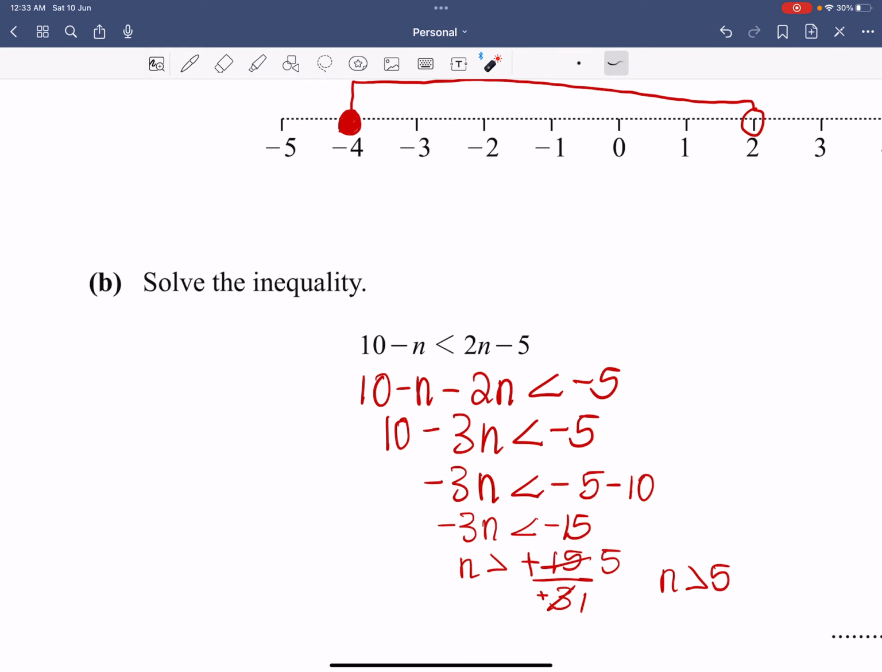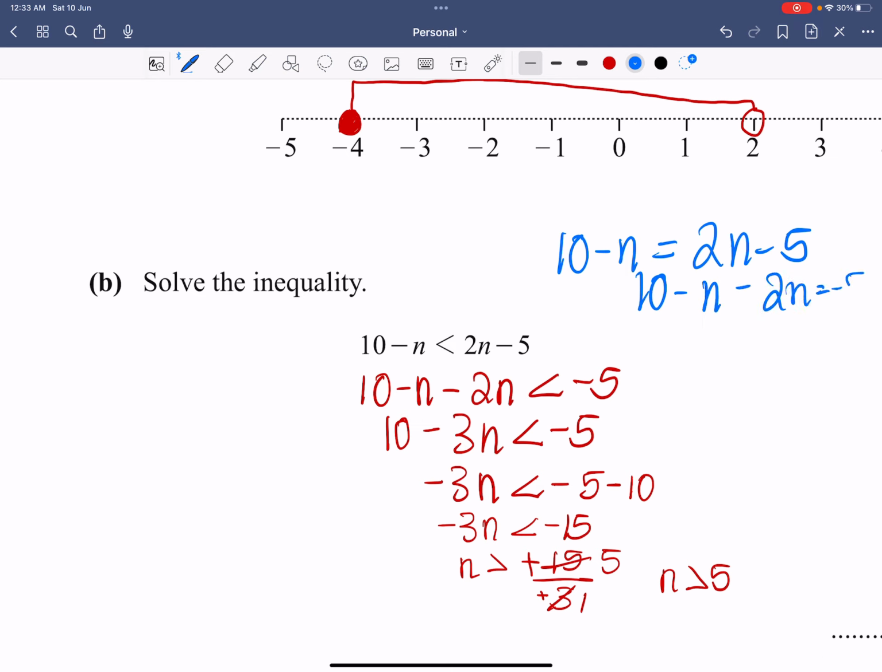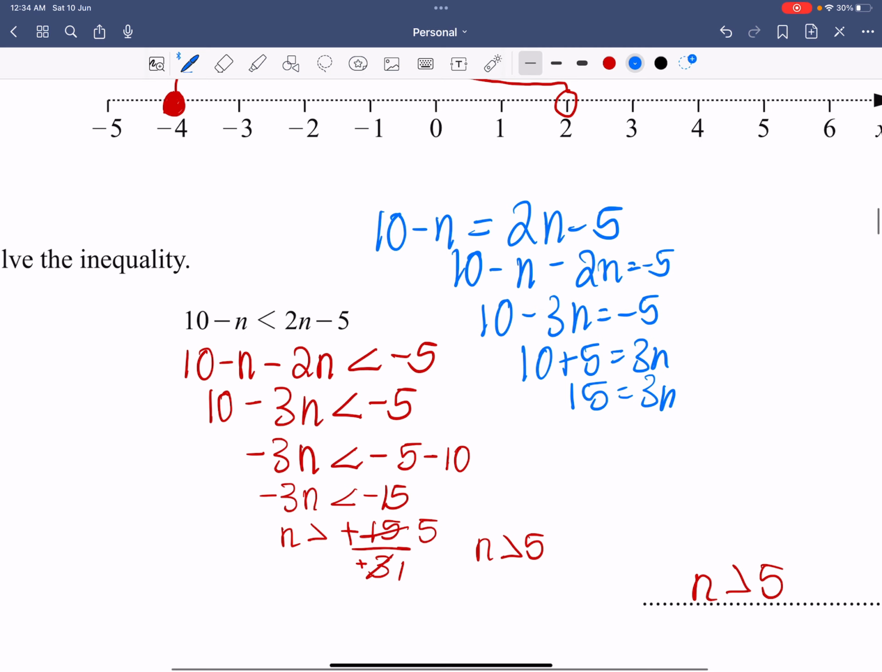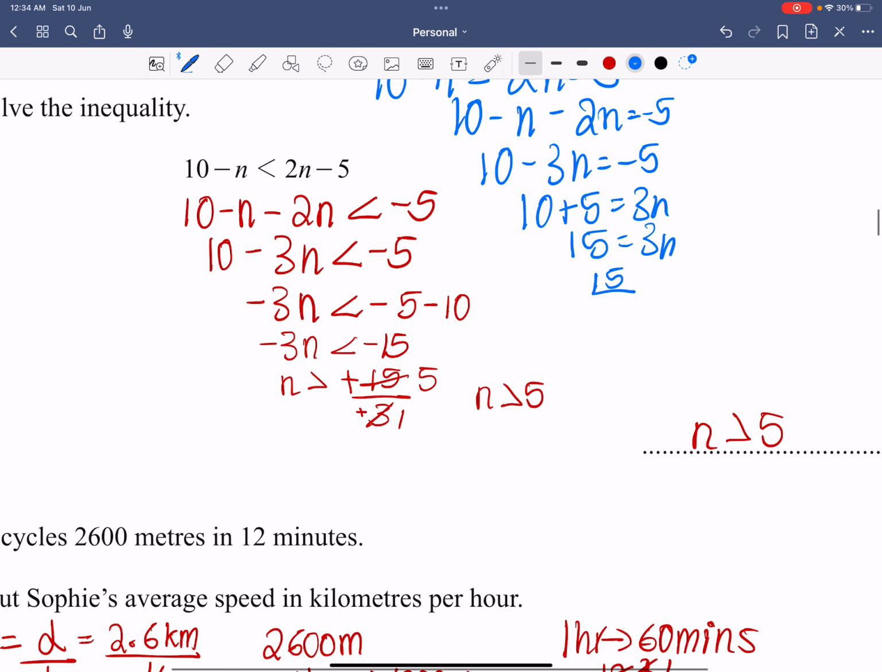Now solve the inequality. What I did was simple. I always tell you to treat this inequality sign like an equals to sign. So what would you do? 10 minus 9 minus 2n is equal to -5. So 10 minus 3n is equal to -5. 10 plus 5 is equal to 3n. 10 plus 5 is 15, which is equal to 3n. Now you have treated this as an equals to sign. So 15 upon 3, n is equal to 5.